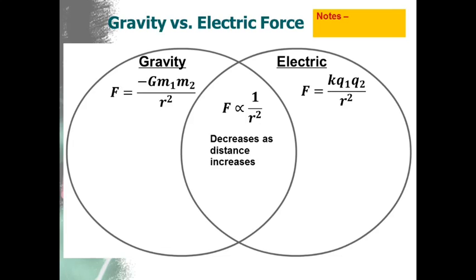What are some of the differences between the two? Well, first of all, with gravity, mass is what determines how strong the gravitational force is. As opposed to the electric force, where it is another property of matter, which we call charge, which determines the strength of the electric force.